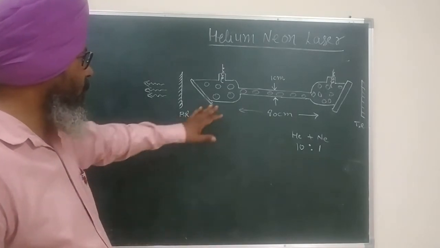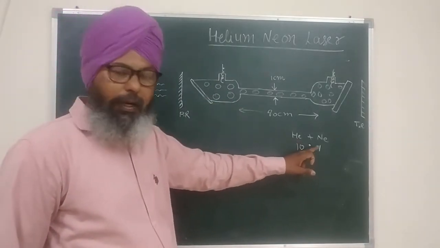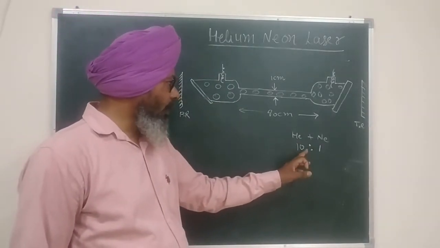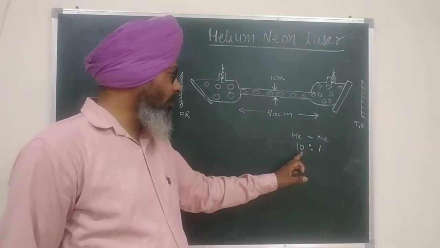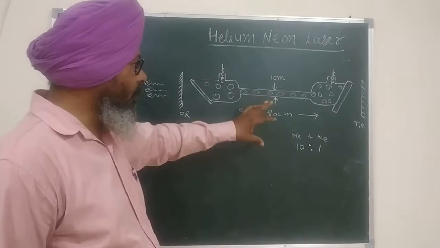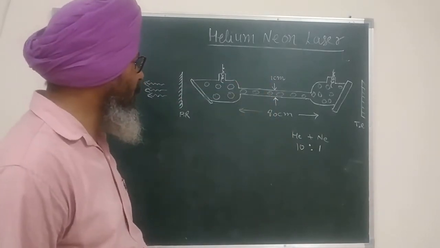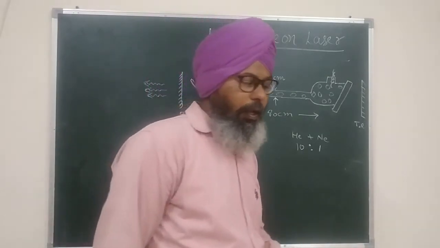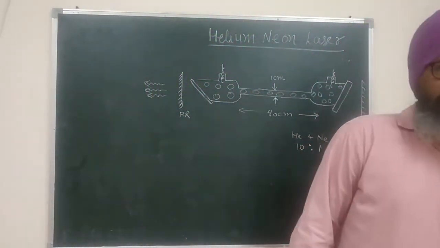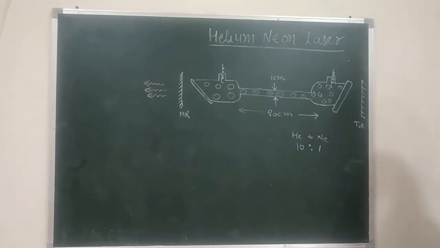It contains a discharge tube which is filled with two gases. One gas is helium and the other gas is neon. The concentration of helium is 10 times that of neon. The approximate size of this tube is a diameter of the order of 1 centimeter and a length of the order of 80 centimeter.